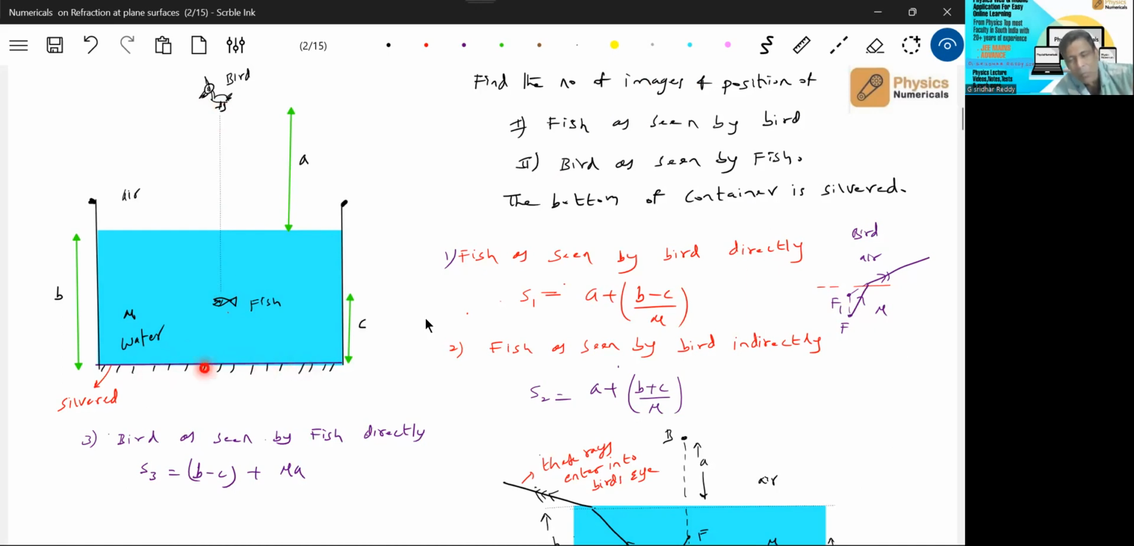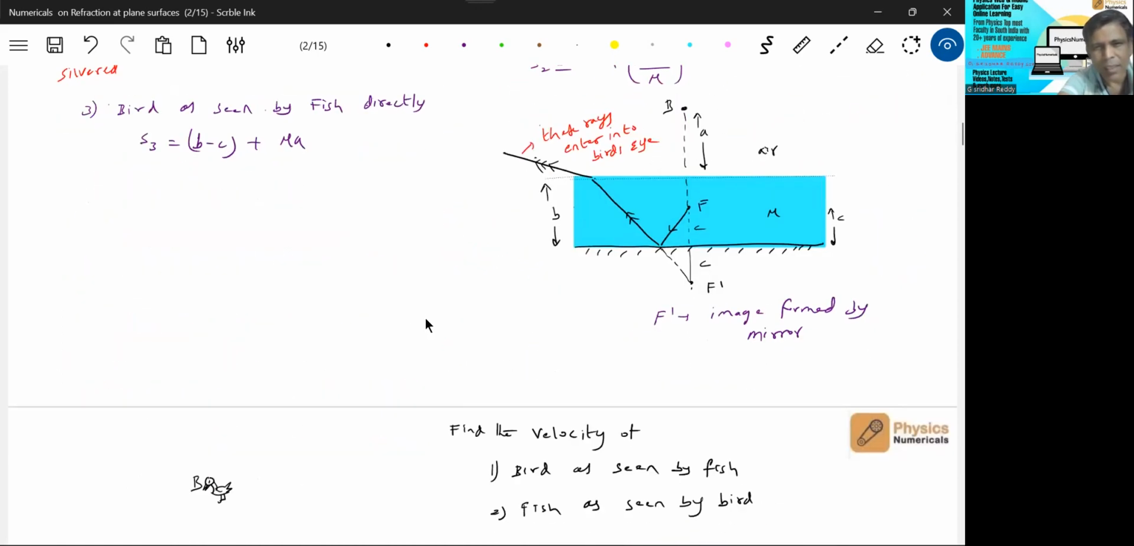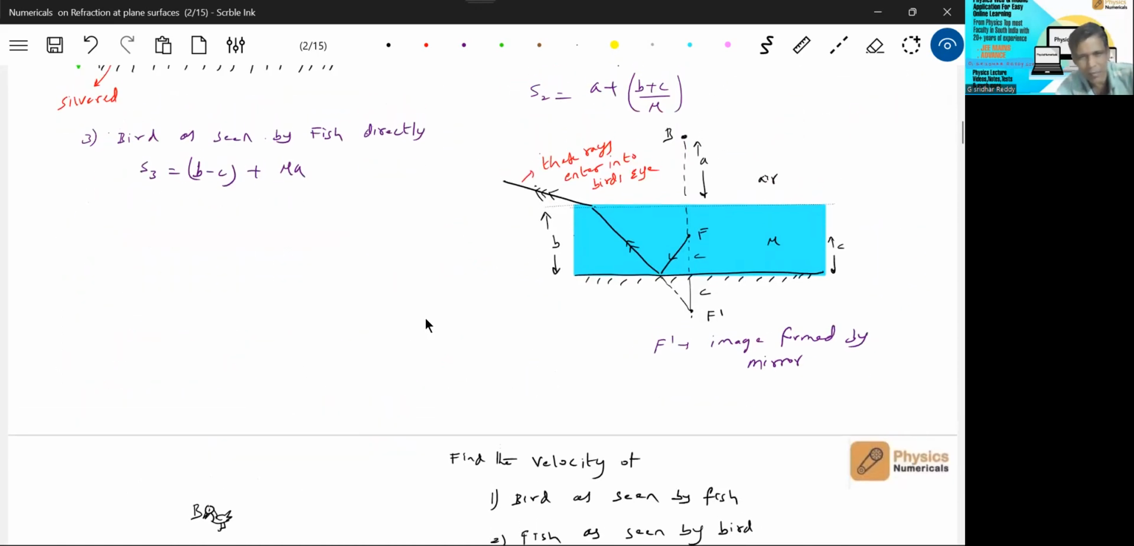So the mirror is some sort of observer. Mirror is the observer, which will view the bird. Where will the bird appear? It will appear at a distance B plus mu A, and that image will be formed. I should give a diagram. It will be very easy for you to understand.